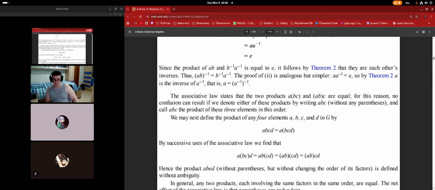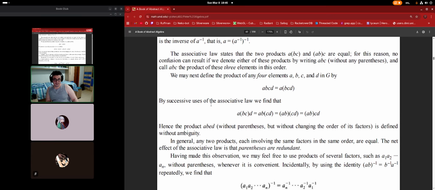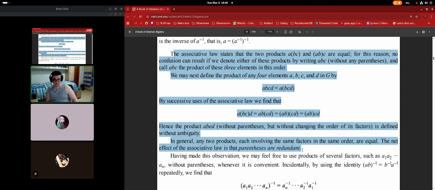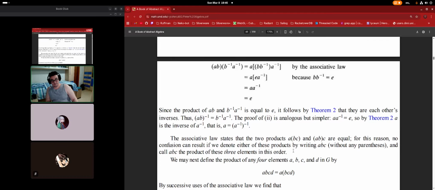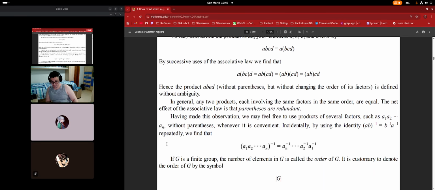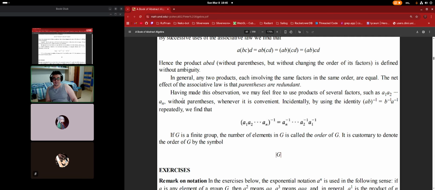The associativity law is essentially saying that parentheses are redundant, in a very lambda calculus fashion. Having made this observation, sorry, Marinho. Yeah, parentheses are redundant, and importantly, they are redundant up to every level of nesting. So you can just omit them completely. Having made this observation, you may feel free to use products.